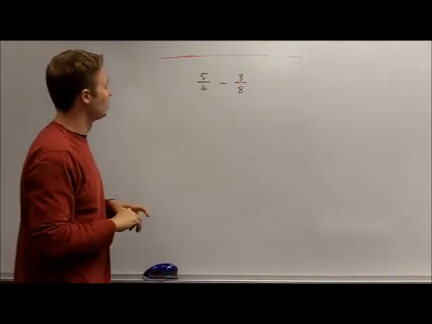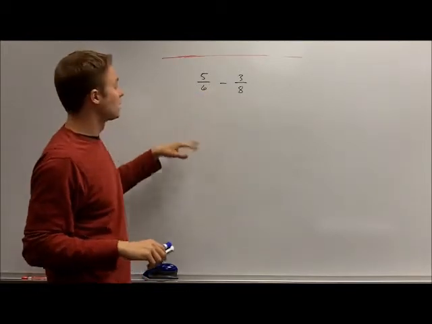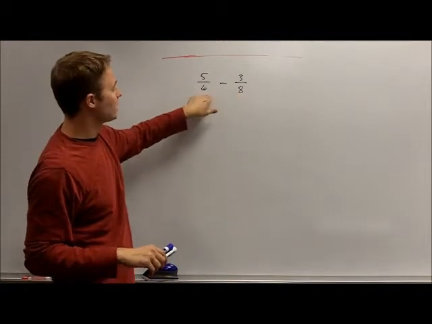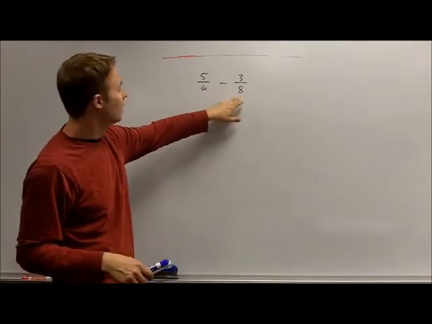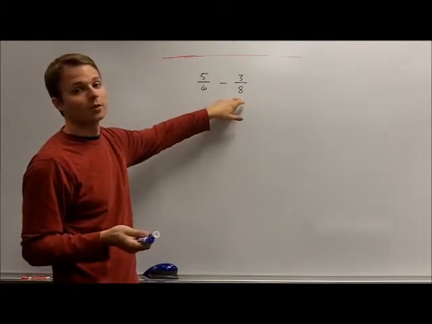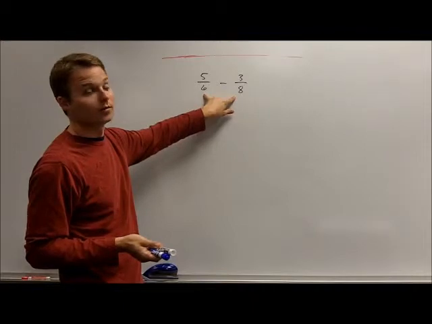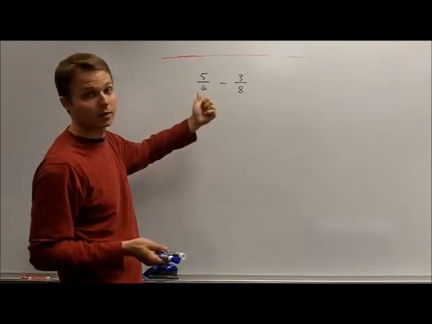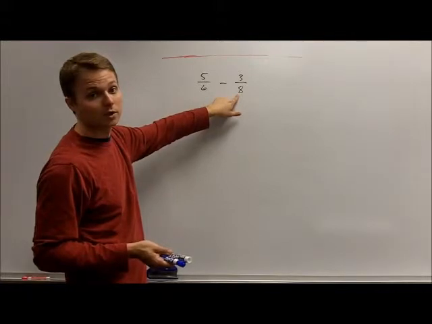Again, I'm going to try to find a common denominator that will work for both of these fractions. Now obviously if you multiply these two guys together, you'll always get a common denominator, so 6 times 8 is 48. But that's not necessarily the smallest one. In this case, I could actually do 24, because 24 is a multiple of 6. 6 times 4 is 24. And it's also a multiple of 8, because 8 times 3 is 24.